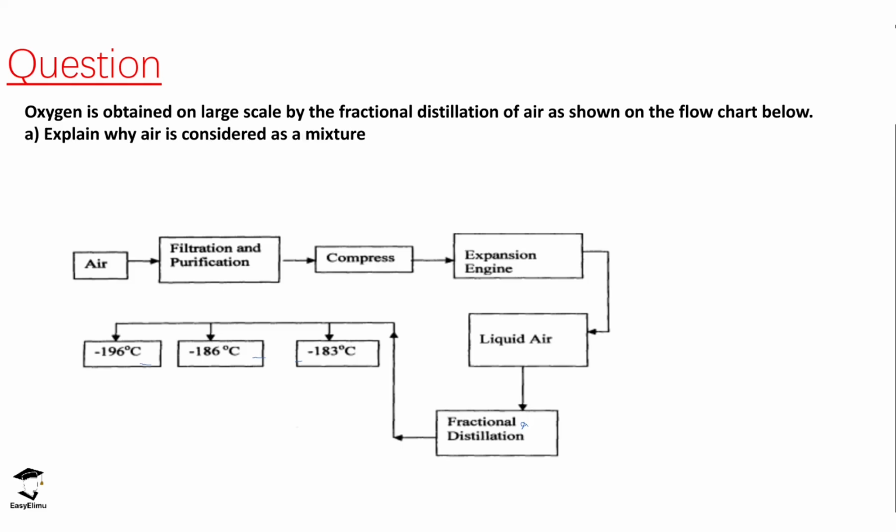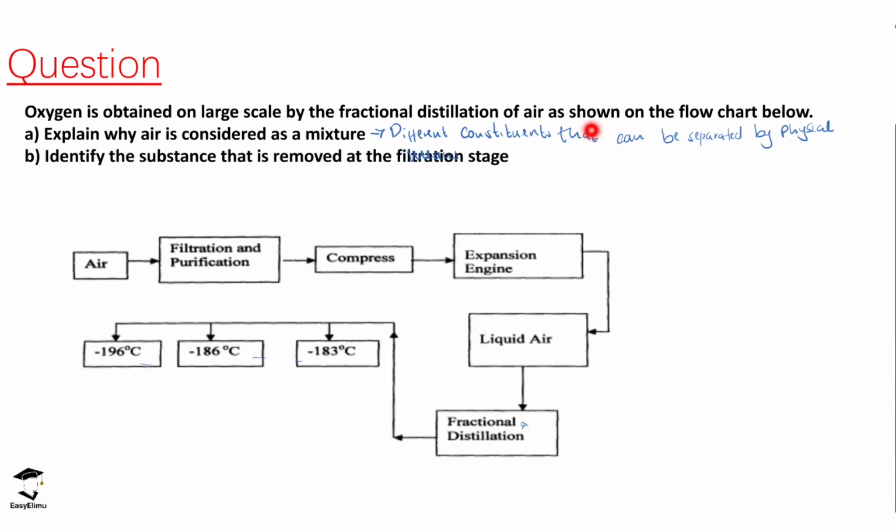Question 1, explain why air is considered a mixture. So we said air is considered a mixture because it contains different constituents that can be separated by physical means. Let's go to the next question. Identify the substance that is removed in the filtration stage. From the word filtration, it tells us that it is the dust particles. We said that they are removed by electrostatic precipitation. Let's go to the next question.